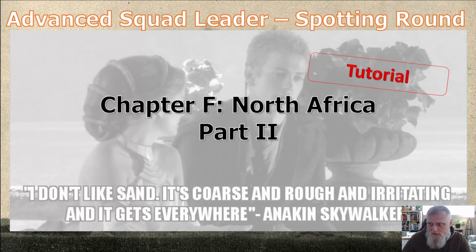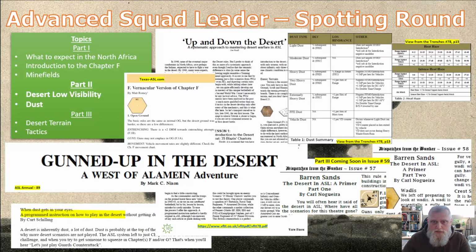So what are we going to cover today? We're going to be looking at desert low visibility, what that entails. And we're going to be looking at dust itself. Now, dust is going to be its own thing. However, parts of the dust, the light, and the moderate, actually fall under desert low visibility. Why? That's what MMP does. And we're just going to break it up into those components.